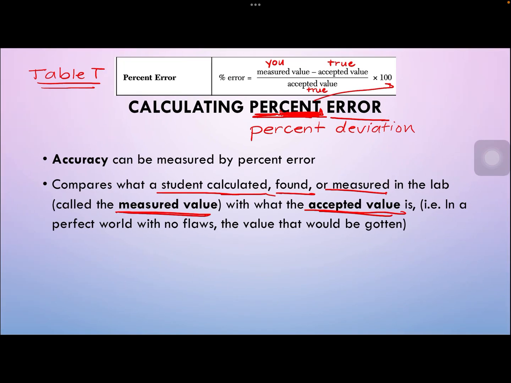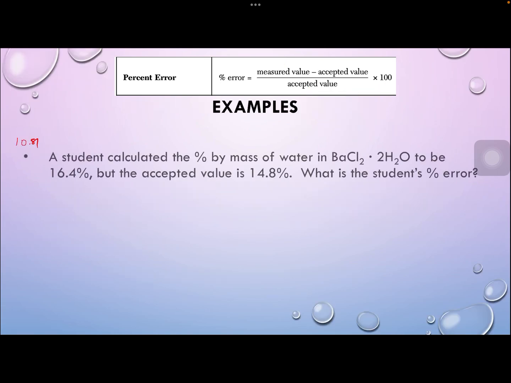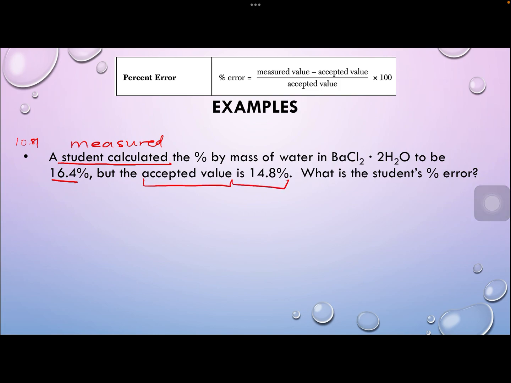Okay, so two examples here, and that's all we have for this little lesson. First example, a student calculated something. Whatever information we have is going to be the measured value. A student calculated the percent by mass of water in barium chloride dihydrate. Do you know what this is? No, who cares? We don't care about that right now. The student calculated something to be 16.4%, but the accepted value is 14.8%. What is the student's percent error?